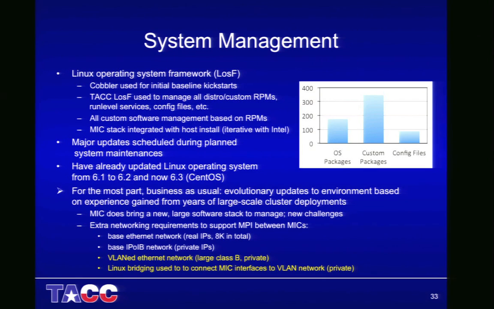So this just gives you a feel. Right now, I did a snapshot on the system of the number of packages that we're managing on a typical compute host. So about 175 OS packages. These would be things that you would get from a distro. In our case, we're using a Red Hat type of distro, although it's CentOS.